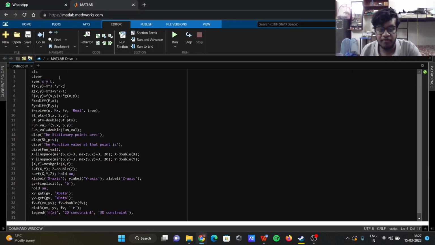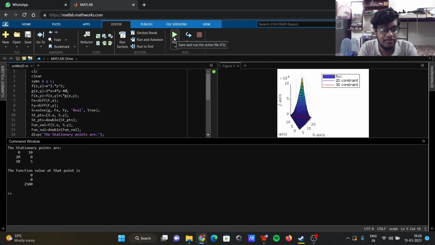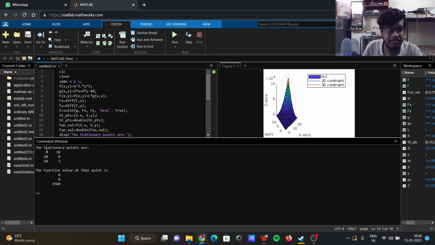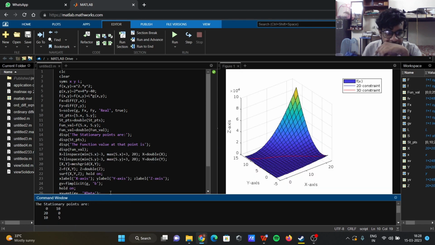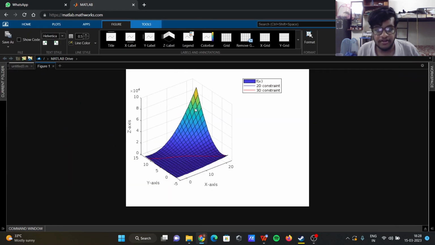And 2x plus 4y minus 40. Also remember the star for 2x. That's where a lot of the errors happen. Okay, let's run. Yeah, the stationary points are this. The function value is 2500. You can have a look at the stationary points 0, 10; 20, 0; 10, 5. Function values 0, 0, 2500. 2500 is what we need, which occurs at 10, 5. And this will be the function plot that you'll get.